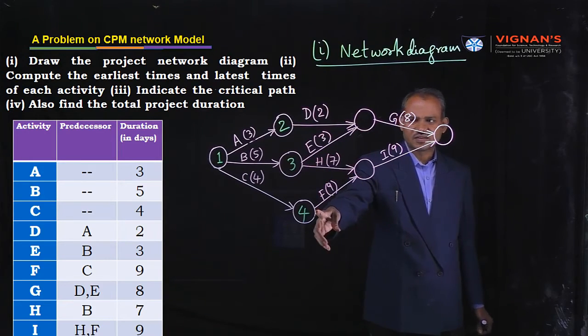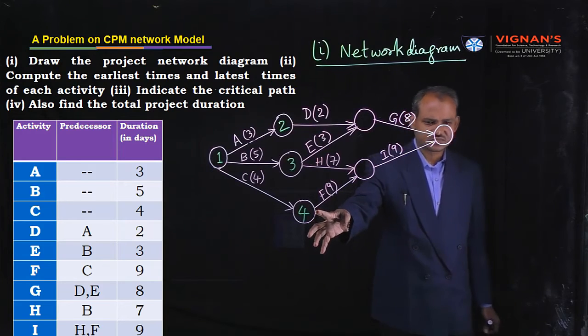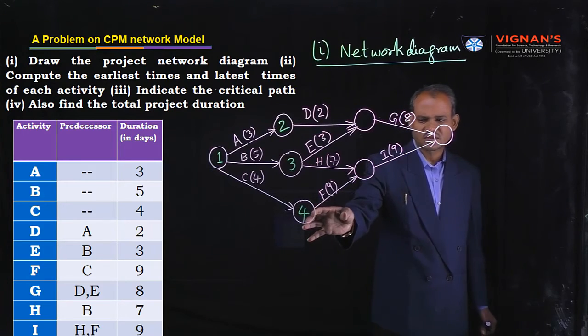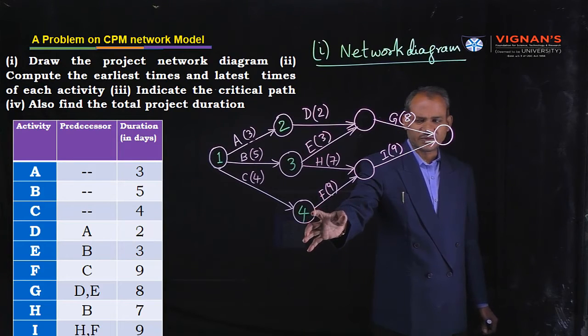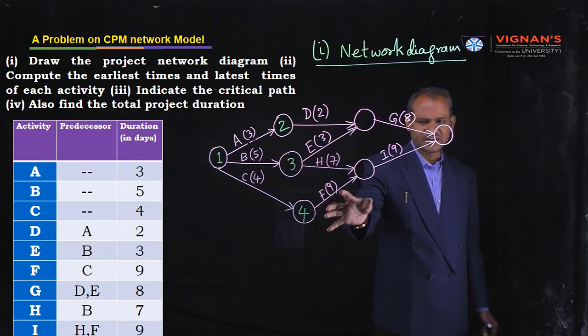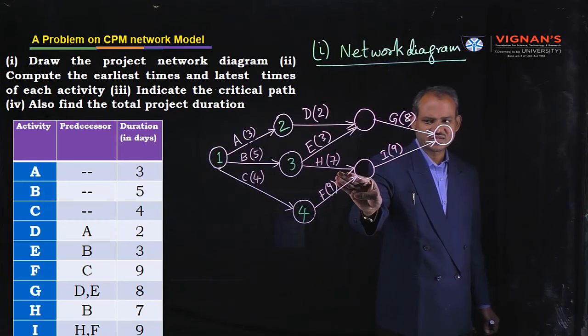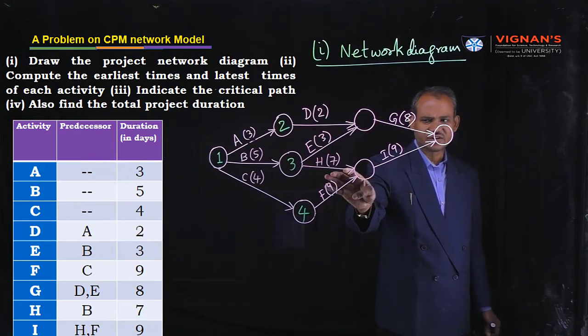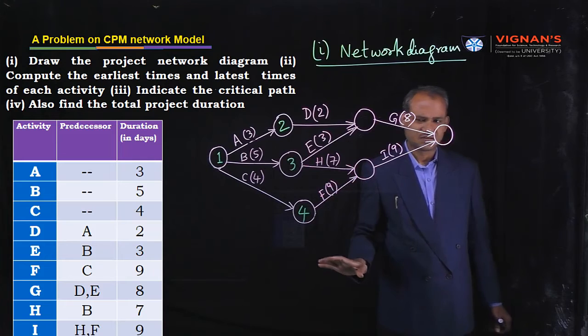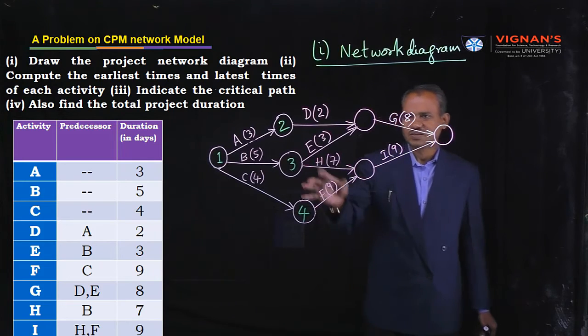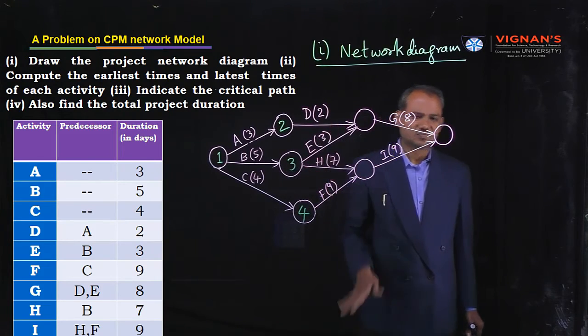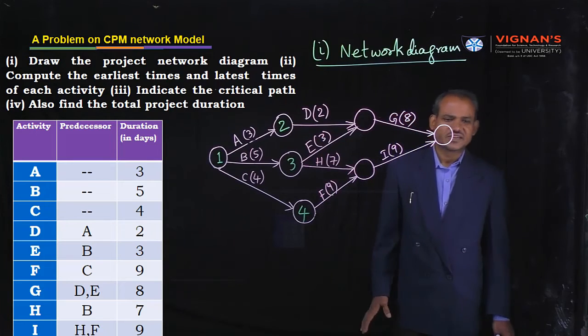Consider 4. From node number 4, F activity is coming. If you ignore this, it will not create a new initial event, because another arrow is coming. Okay? Now what to do? What is the next process?